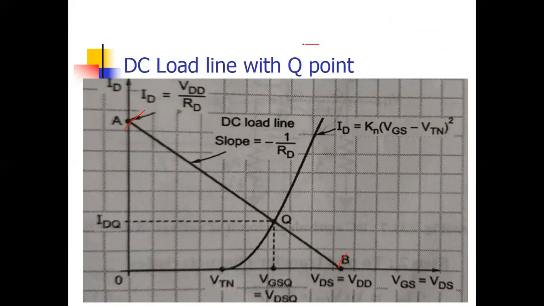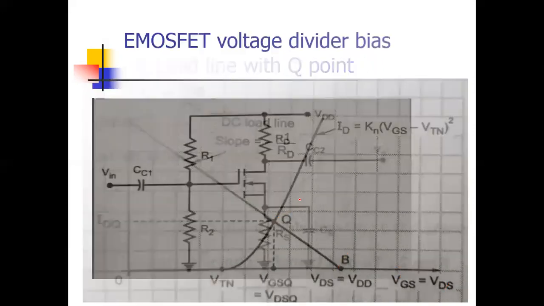And if you remember the concept of Q point, the intersection of the load line with the characteristics is called the Q point. Here this is the transfer characteristic, but remember in this case, either you can write VGS or you can write VDS because both are the same. So at the Q point, your current is IDQ, the quiescent current, and the voltage is either VGSQ or VDSQ because both are the same. So this is the concept of drain to gate bias.